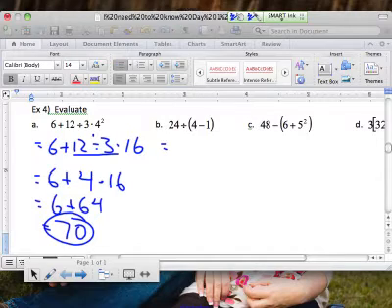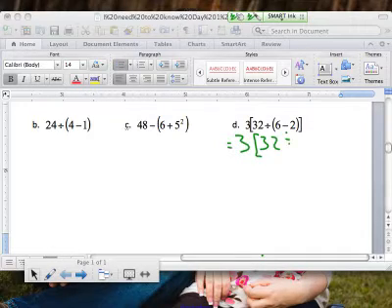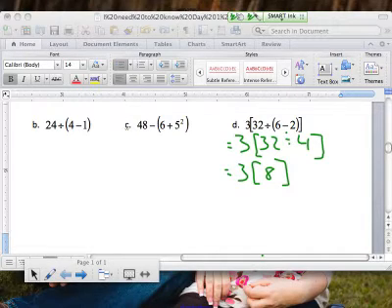Again, parentheses first. So I have 24 divided by 4 minus 1 is 3. And so 24 divided by 3 is just 8. This one's a little bit more extensive because there's multiple grouping symbols. So I have 3 times 32 divided by, now I have 6 minus 2 in parentheses. 6 minus 2 is 4. So the parentheses have gone away because I did what's inside the parentheses. So now I still have to do inside the grouping symbols first. So I have 3 times 32 divided by 4 is 8. And I have 3 times 8, which is 24.